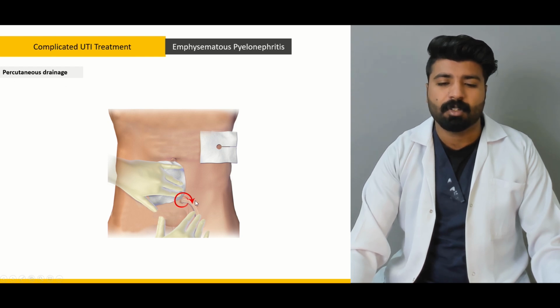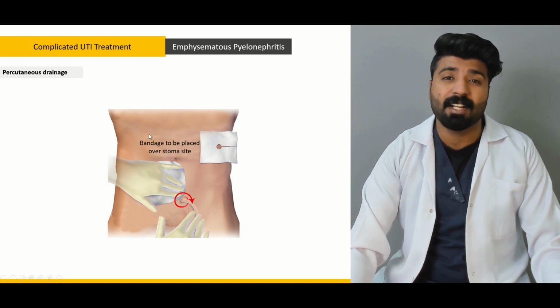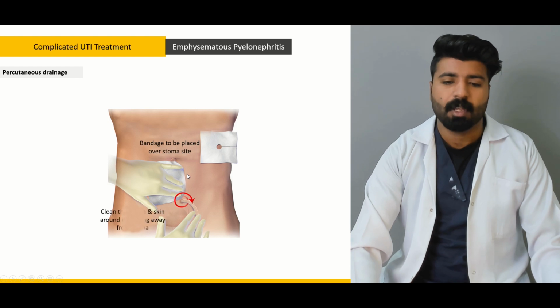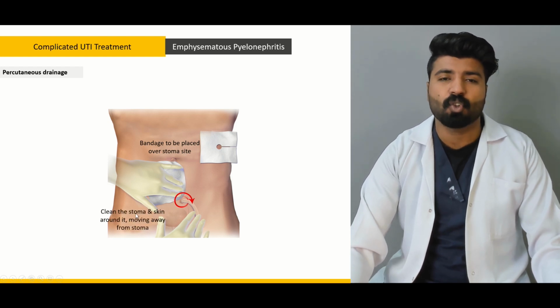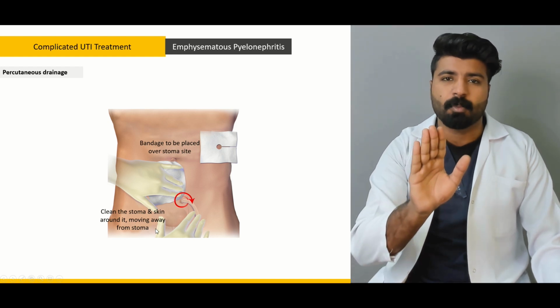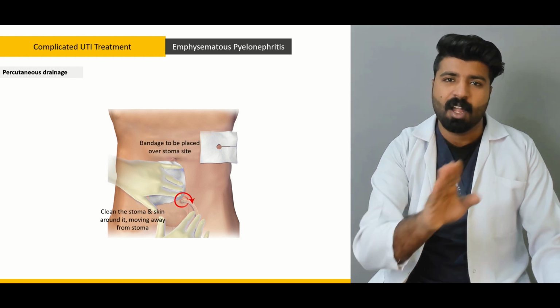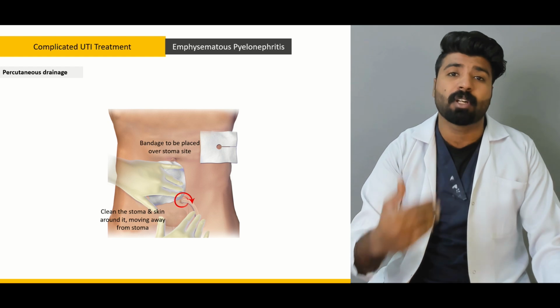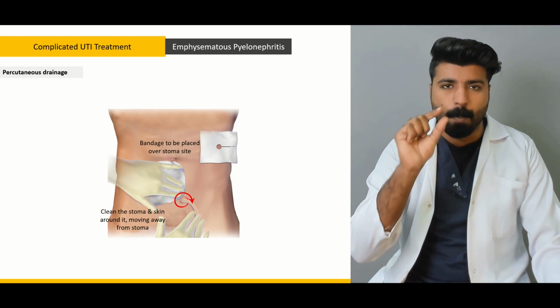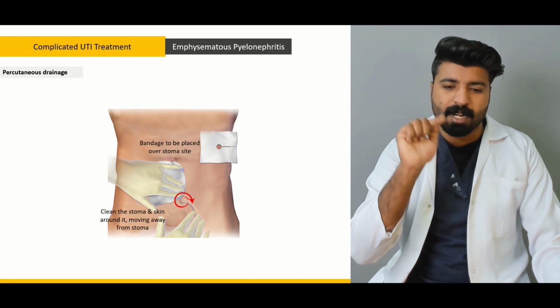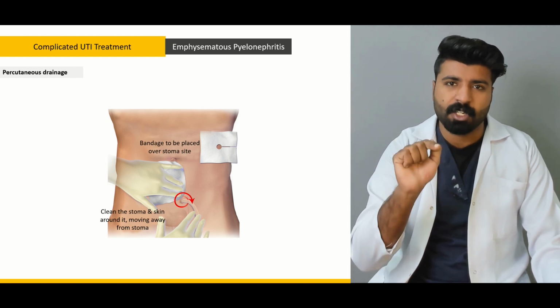As you can see, we take out the catheter. First of all, we drain all the pus that is there, and then we put a bandage over the stoma site. Next we clean the stoma and the skin around it, moving away from the stoma. You start from the center of the stoma and move outwards. That's how you clean a stoma. A stoma is an opening which connects you to the interior structures of the body.